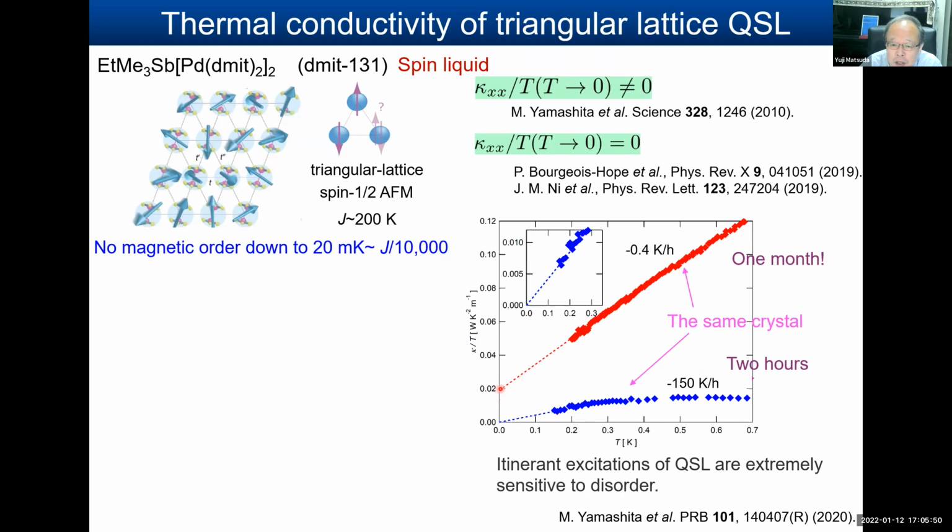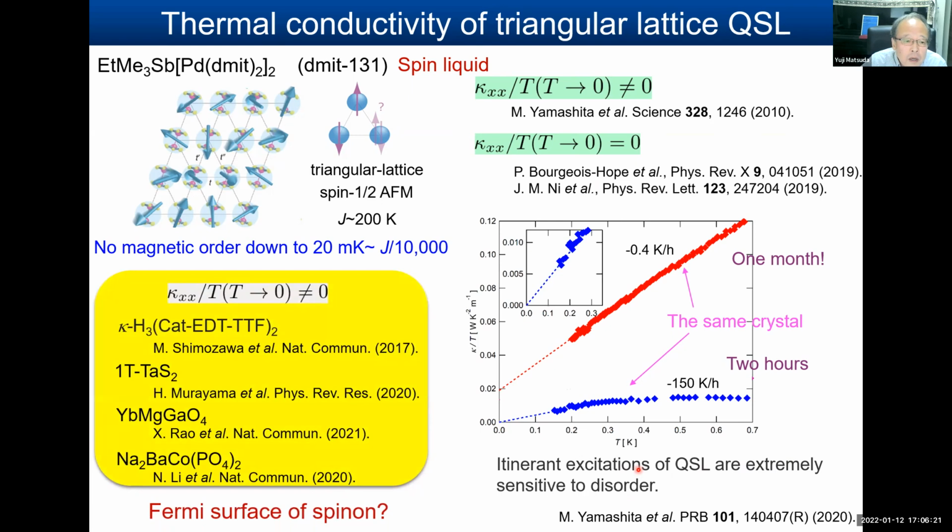After that, he heated up the crystal and cooled it down rapidly in 2 hours. This is the same result for the same crystal. He never observed the residual thermal conductivity. So this result completely reproduced their data. This means itinerant excitations of quantum spin liquid are extremely sensitive to disorder. So we need to be very careful in the measurement of the thermal conductivity of the quantum spin liquid.